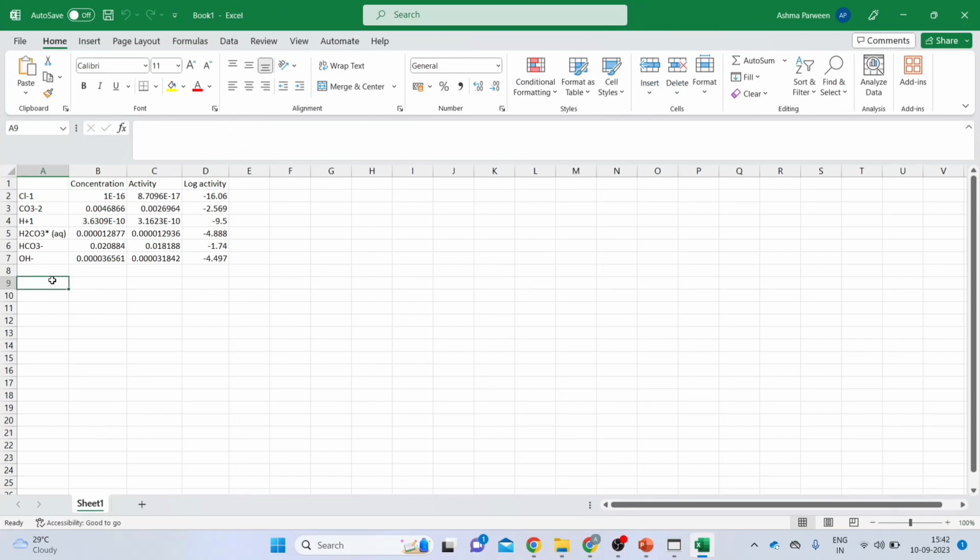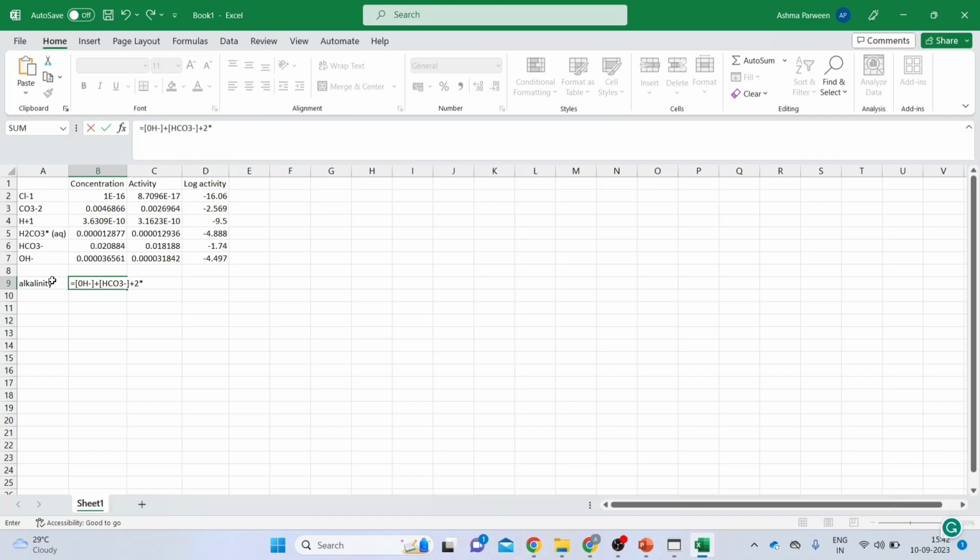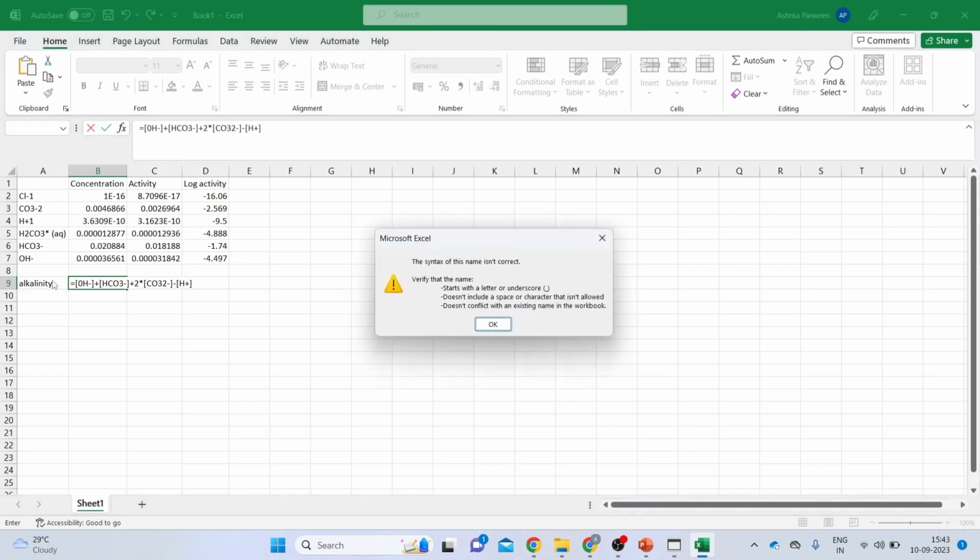So as we know, alkalinity is, I'm writing it roughly, the concentration of OH minus plus the concentration of HCO3 minus plus 2 times the concentration of CO3 2 minus minus the concentration of H plus. Sorry, I have used the wrong syntax.